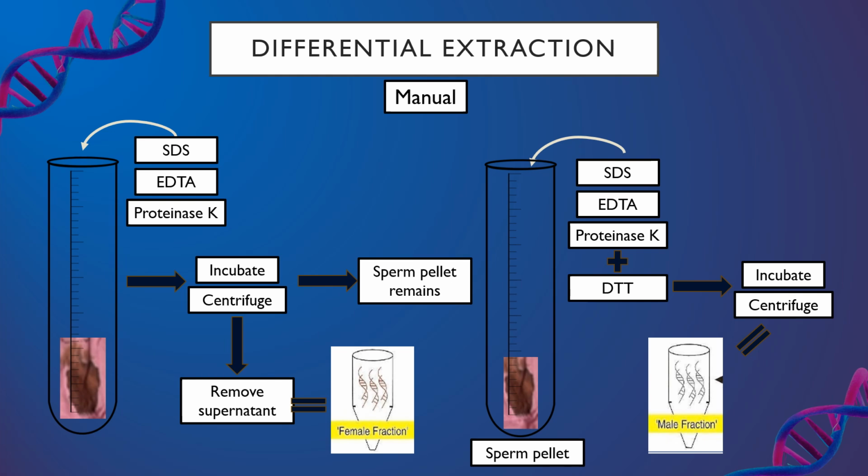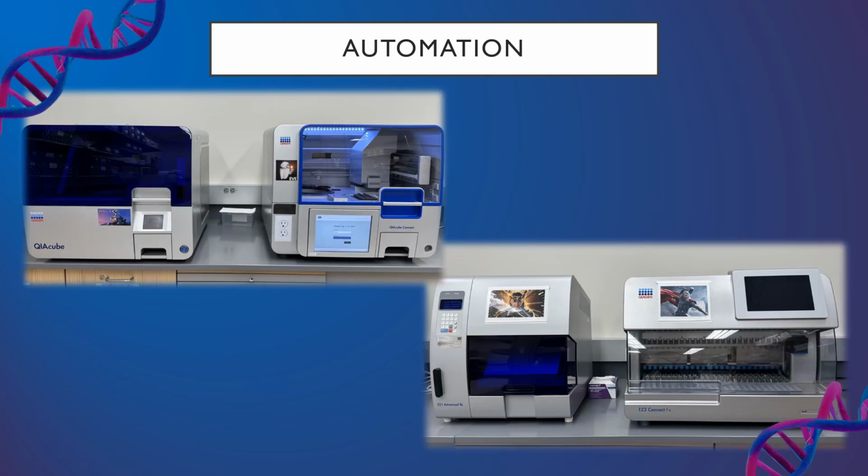While this method can be done manually by a scientist, it is very common in large forensic DNA labs to use automation. There are several benefits to automated DNA extraction methods. One, most importantly, being the ability to process more samples in the same amount of time. Automation also increases the precision of the extraction process.